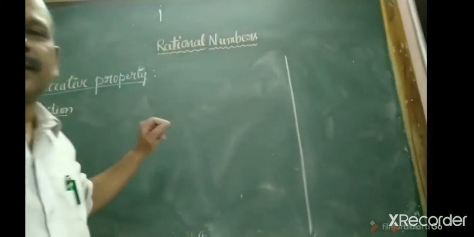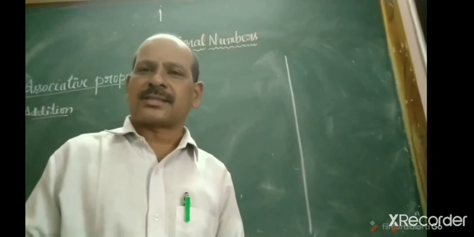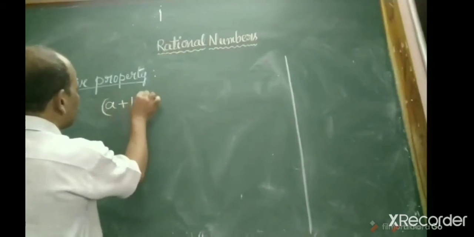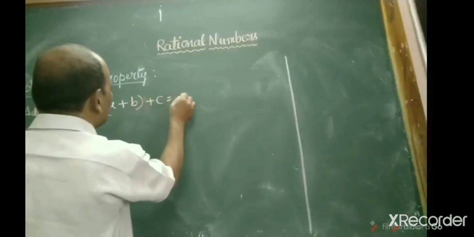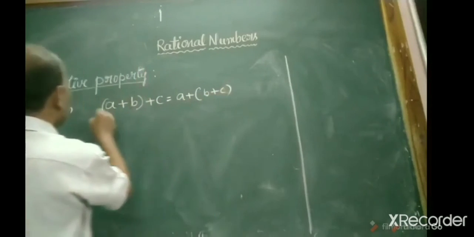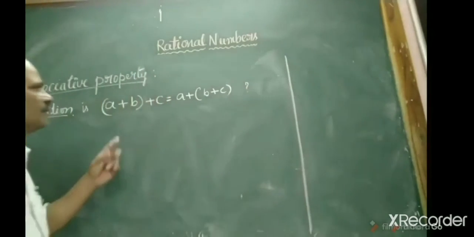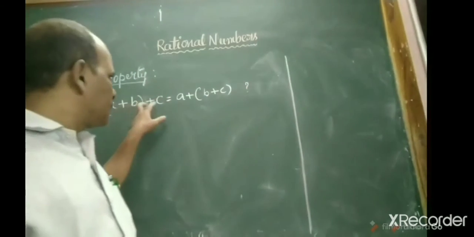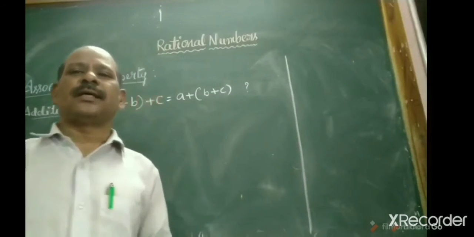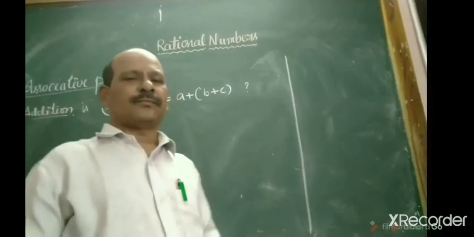Associative property of addition, let us discuss. If A, B, C are any three rational numbers, then bracket of A plus B, plus C, is equal to A plus bracket of B plus C. If these are equal, that is, bracket of A plus B plus C is equal to A plus bracket of B plus C, then we can say that rational numbers are associative under addition.